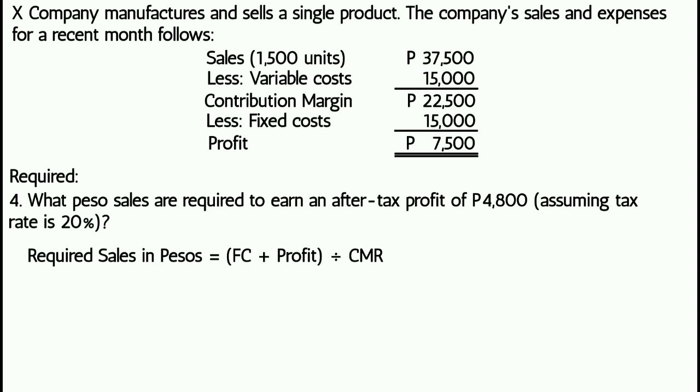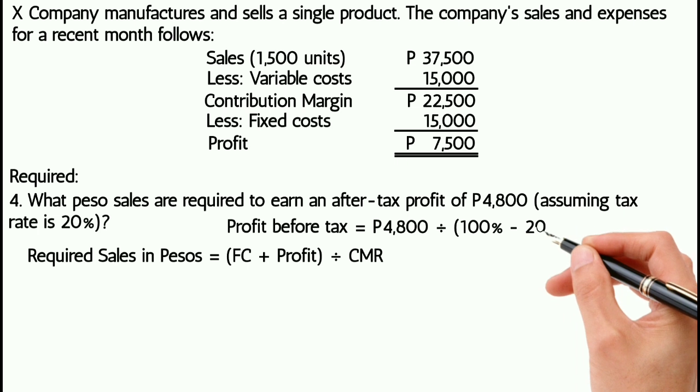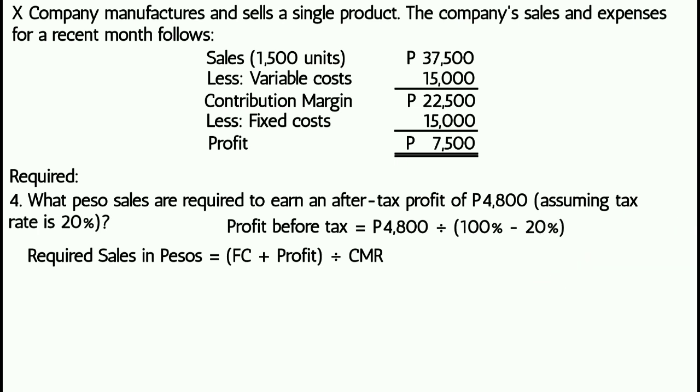Recall na ang gagamitin na profit sa computation ay profit before tax. Pero dito sa requirement, ang given ay profit after tax na 4,800 pesos. So, kailangan pang kunin yung profit before tax. At para makuha yung profit before tax, ang gagawin ninyo, 4,800 pesos na profit after tax, i-divide nyo yan sa 100% minus 20%. That will become 4,800 pesos divided by 80%, that is equal to 6,000 pesos profit before tax.